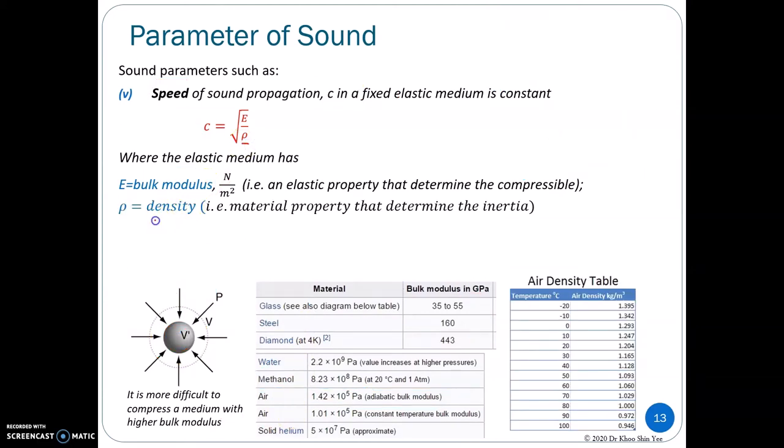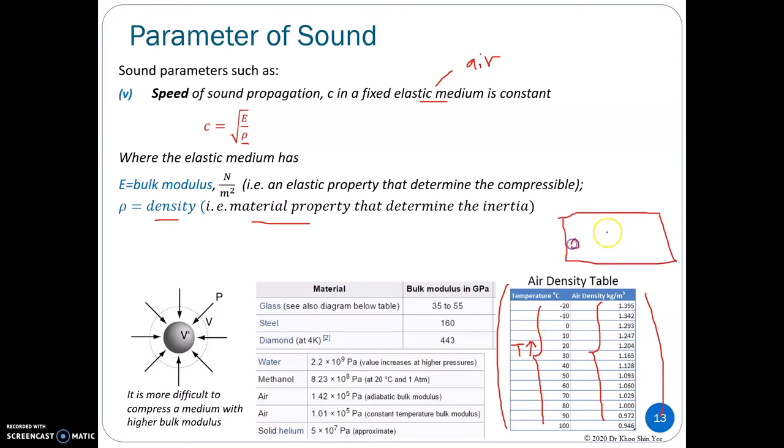Rho is equal to the density, which is a material property. In our example, the elastic medium is the air. Therefore, we study the density of the air. At different temperatures, you can see we obtain different air densities. When the temperature is increasing, you can imagine that the air particles will be farther from each other. Therefore, the air density will be decreasing.